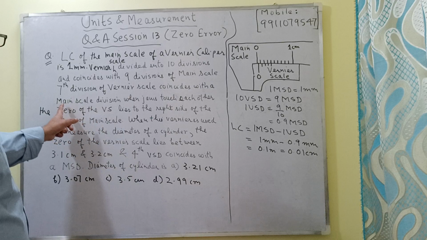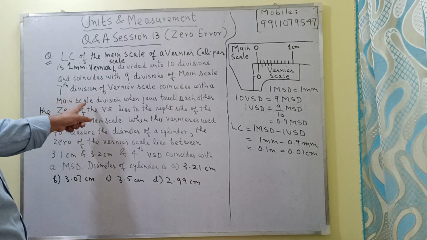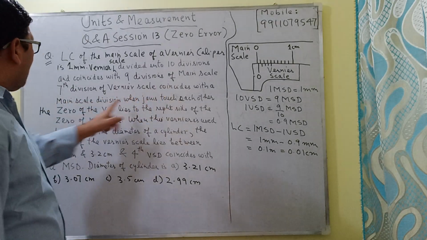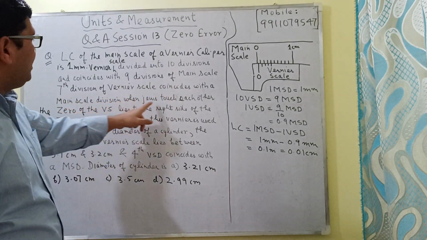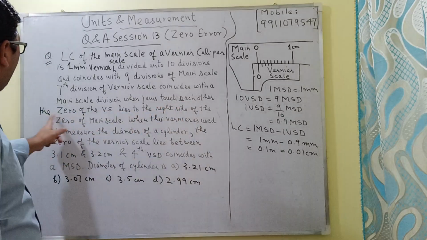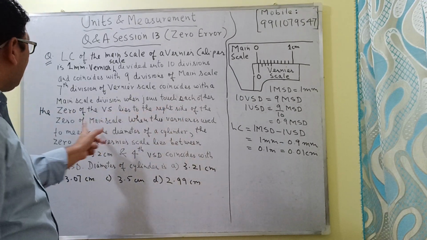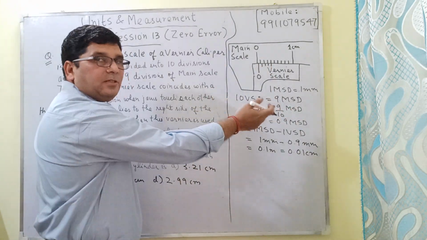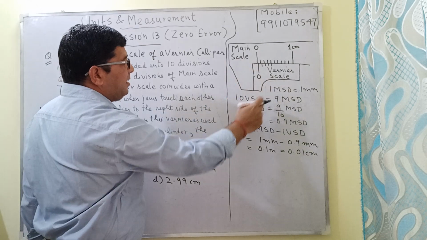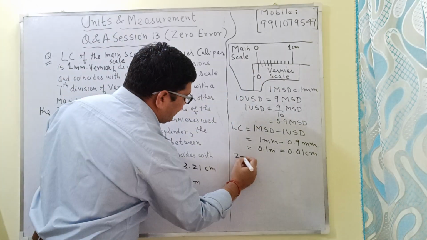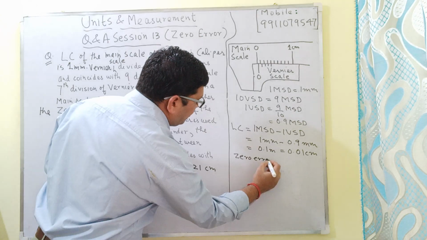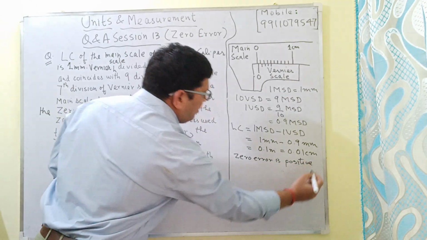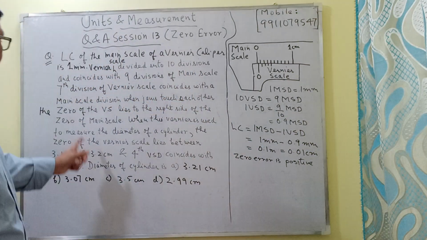Now let's come to the next part of this question, that is the 7th division of the vernier scale coincides with the main scale division when the jaws touch each other and the zero of the vernier scale lies to the right side of the zero of the main scale. The zero of the vernier scale is lying on the right side of the zero of the main scale. It means that the zero error is positive. Zero error is positive, and we will be applying the negative zero correction.